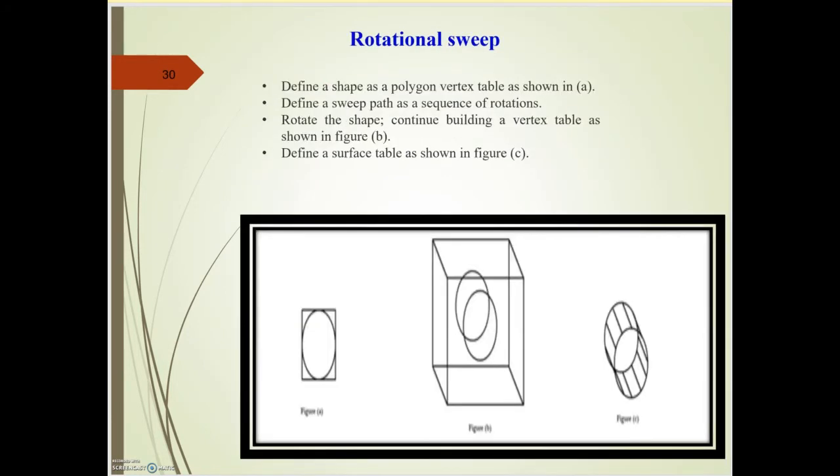Moving to rotational sweep. In the rotational sweep, we can take an example like we can define a shape as a polygon vertex table as shown in A. Then define a sweep path as a sequence of rotations. Then rotate the shape, continue building a vertex table as shown in figure B. Then we can define a surface table as shown in figure C.